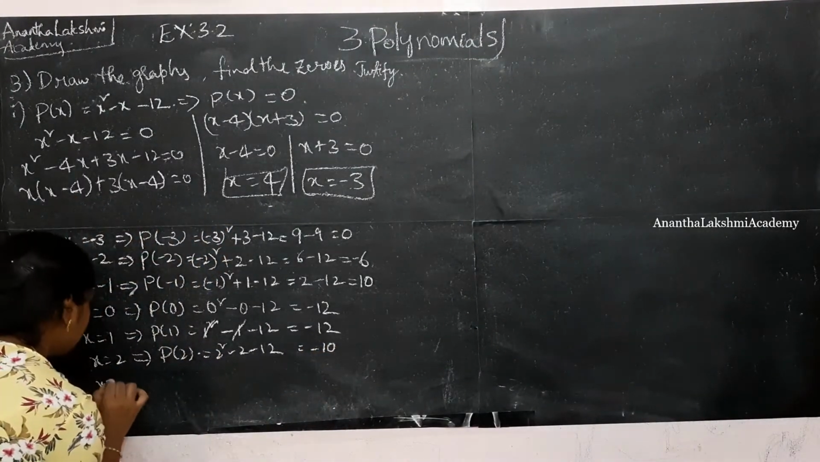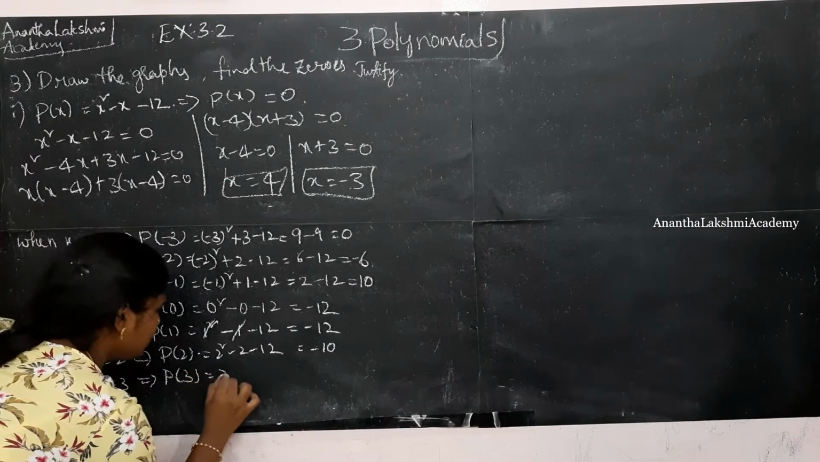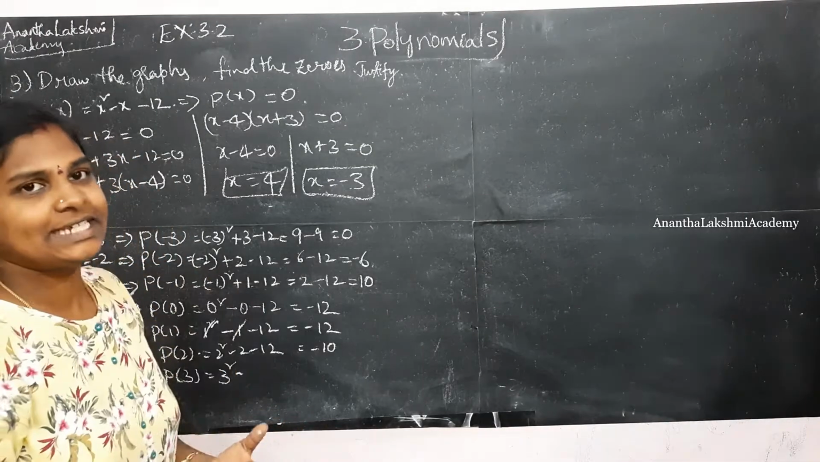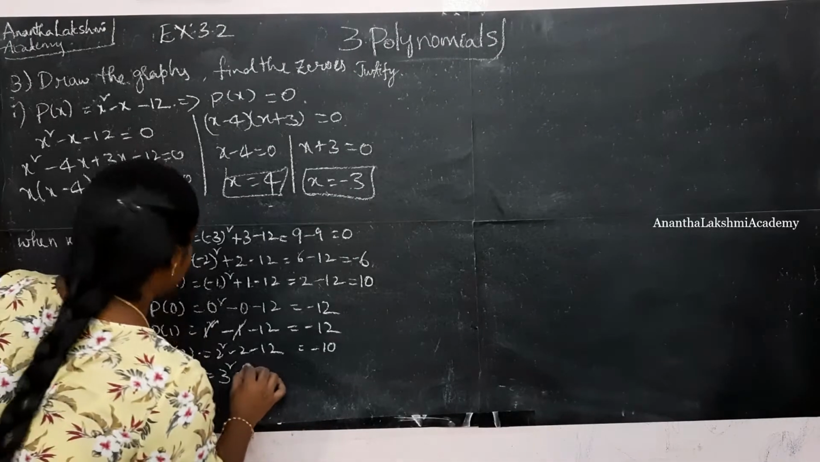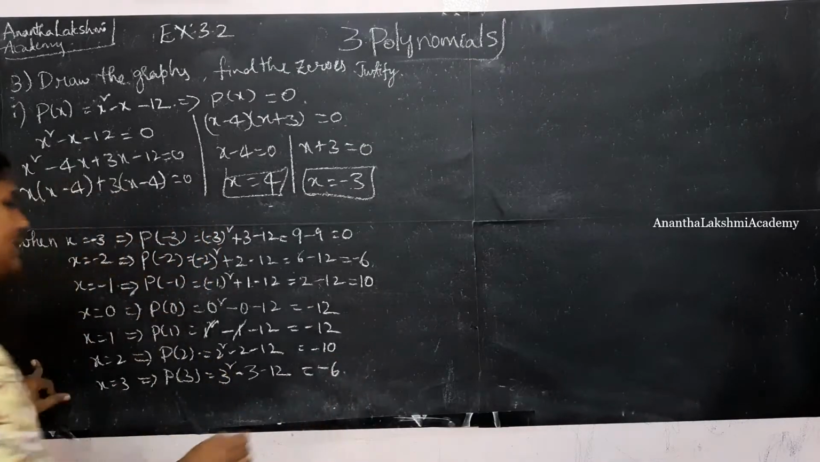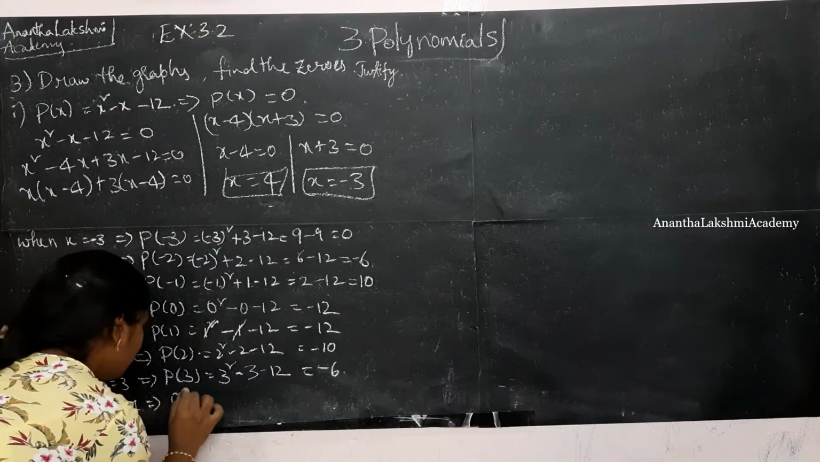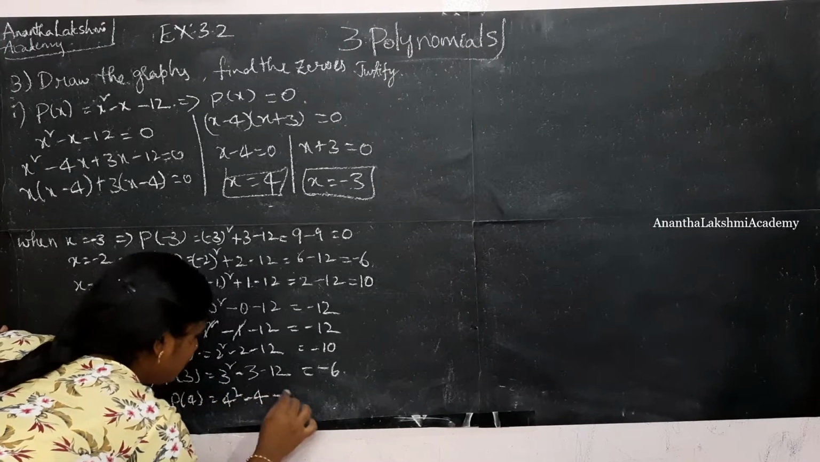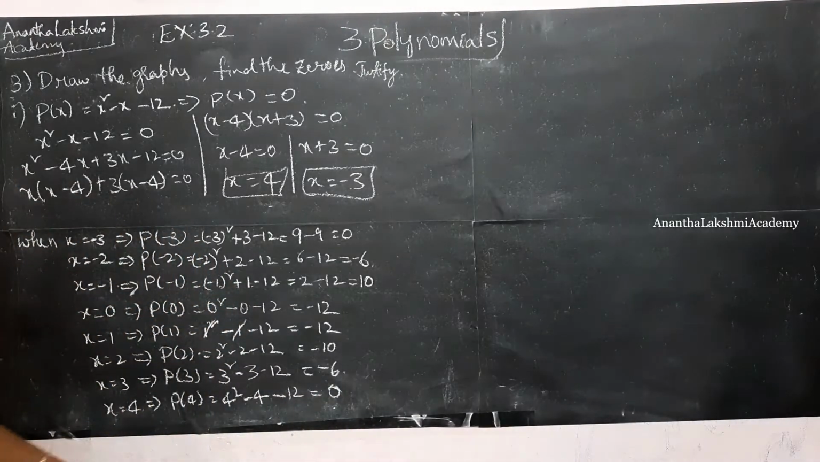Alright, x is equal to 3. P of 3 is equal to 3 square minus... Either you solve this along with me or pause this video and try solving by yourself. Alright. 9 minus 3 is 6, minus 12 is minus 6. P of 4 is equal to 4 square, 16 minus 4 is 12, minus 12 is 0. Alright.